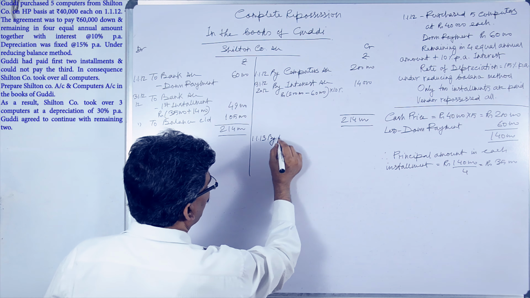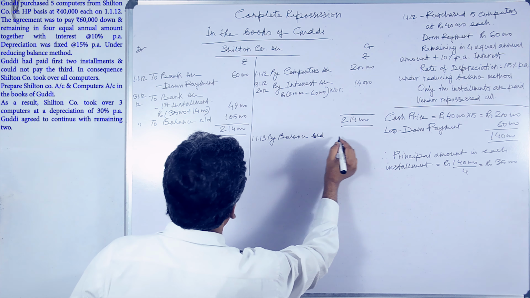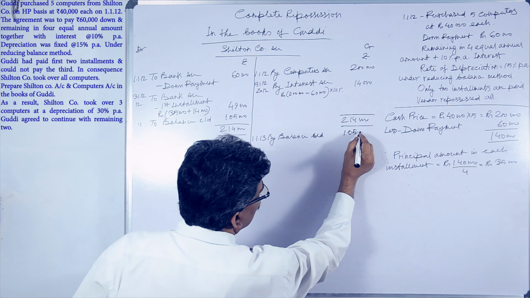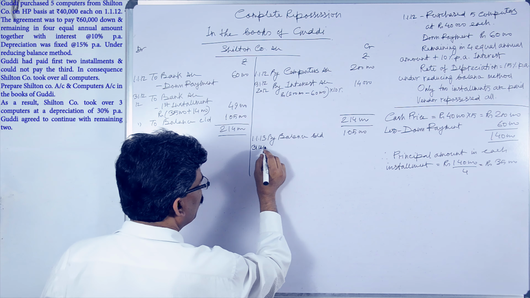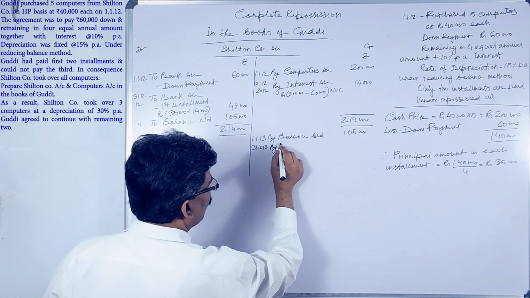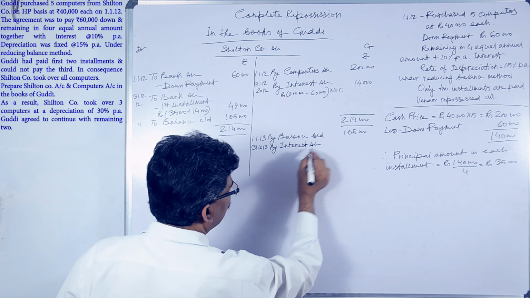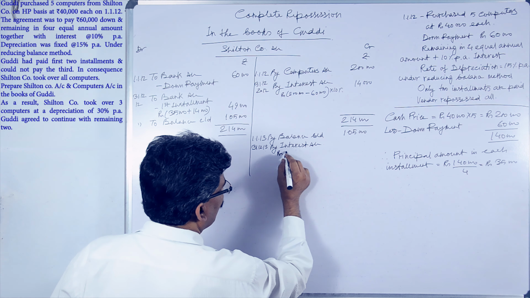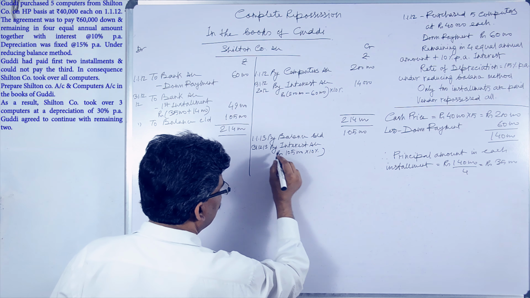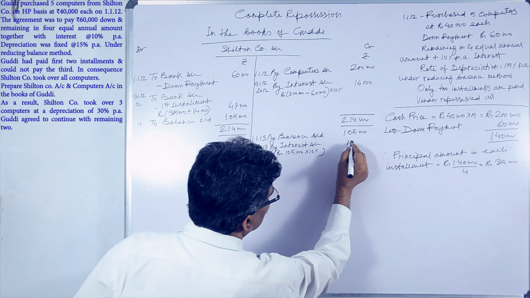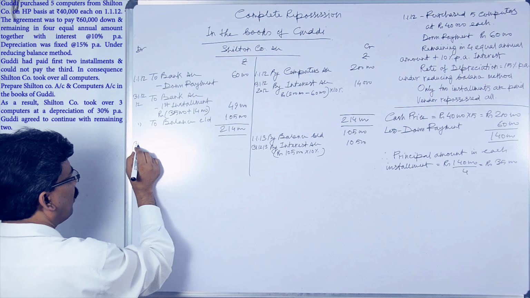Now on 1/1/2013, by balance B/D, it is 1,05,000. On 31/12/2013, by interest account, 1,05,000 into 10%, 10,500.